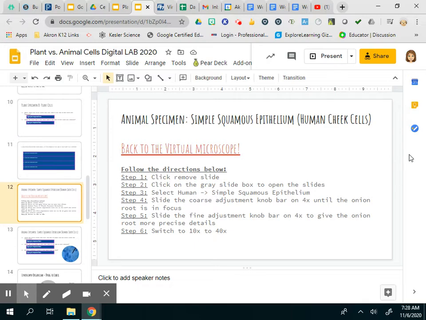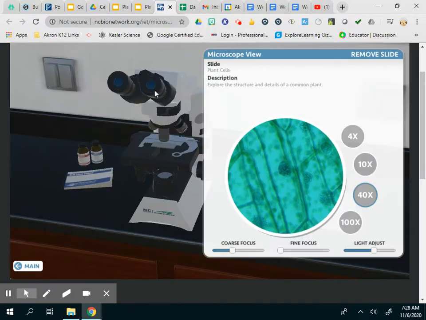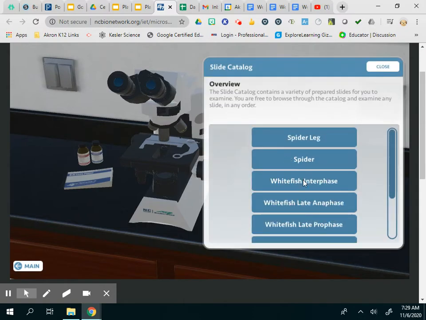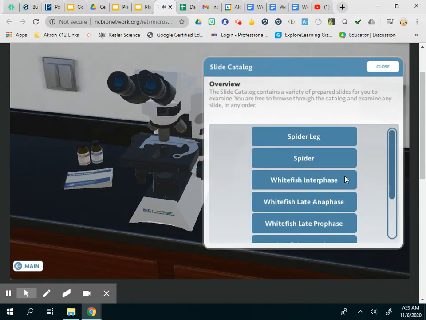Now we're moving on to human cheek cells. So we're going to take this off the slide. And we're going to open and get animal slides, and we're going to go down.